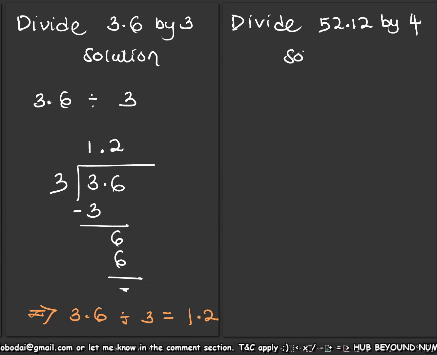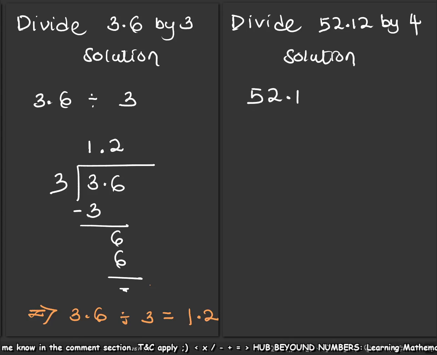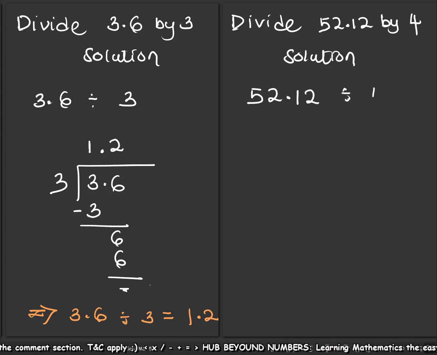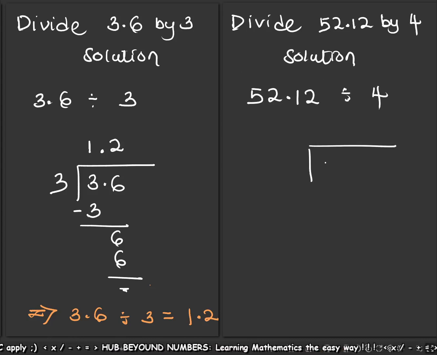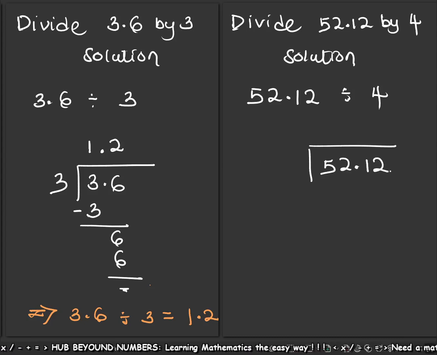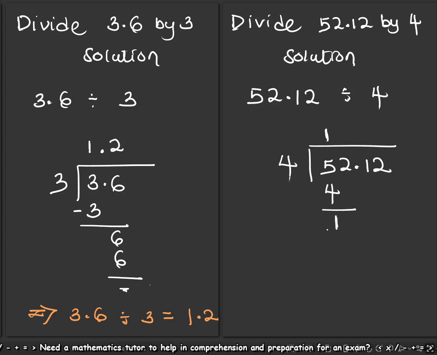Okay, so for this second example, let's try it out. We have 52.12 being divided by 4. So let's put our symbol here. Then we have 52.12 divided by 4. We start by saying 4 divides 5 how many times? Once. So we put our 1 just above the 5. Then 4 times 1 gives us a 4, and if we subtract, we have a 1. We are done with the first digit.